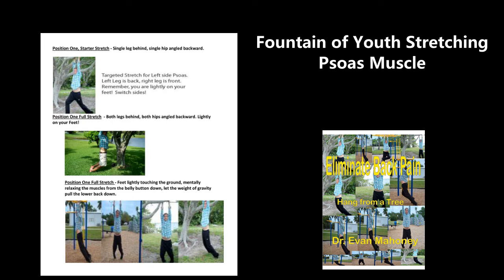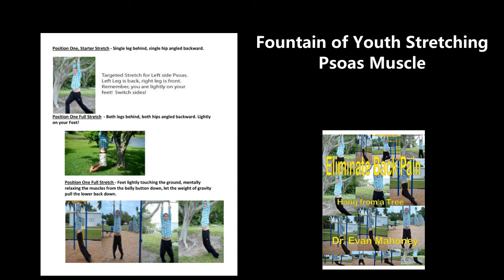So there's a starter position to go easy on the shoulders, because the caution is the shoulders. Start with one leg behind you. So single leg behind, single hip is angled backwards. Therefore, you can rest a little bit on the opposite leg, and you're not putting the full weight on the stretch. Target is stretched on that picture, the top picture. My left side psoas muscle, left leg is back, right leg is front. It's supporting the weight, so I'm not fully supporting my weight on my shoulders.